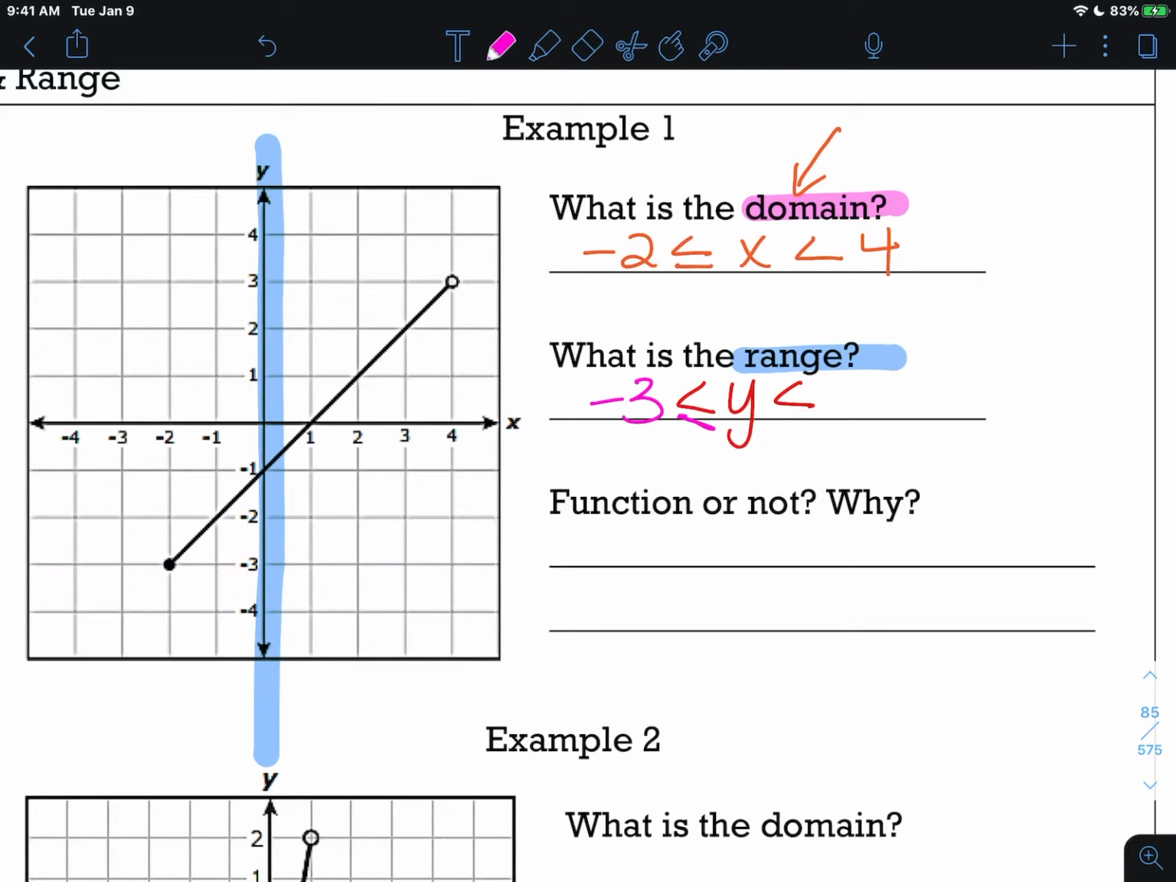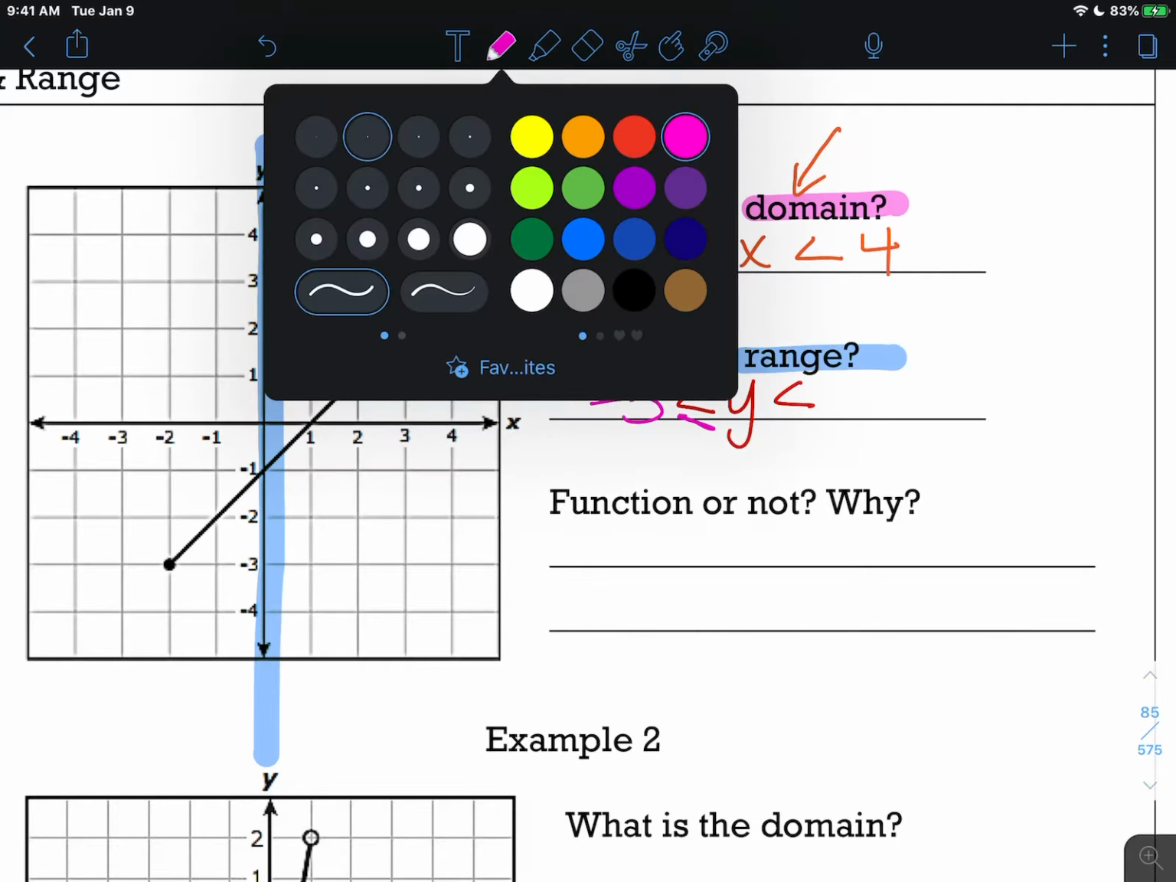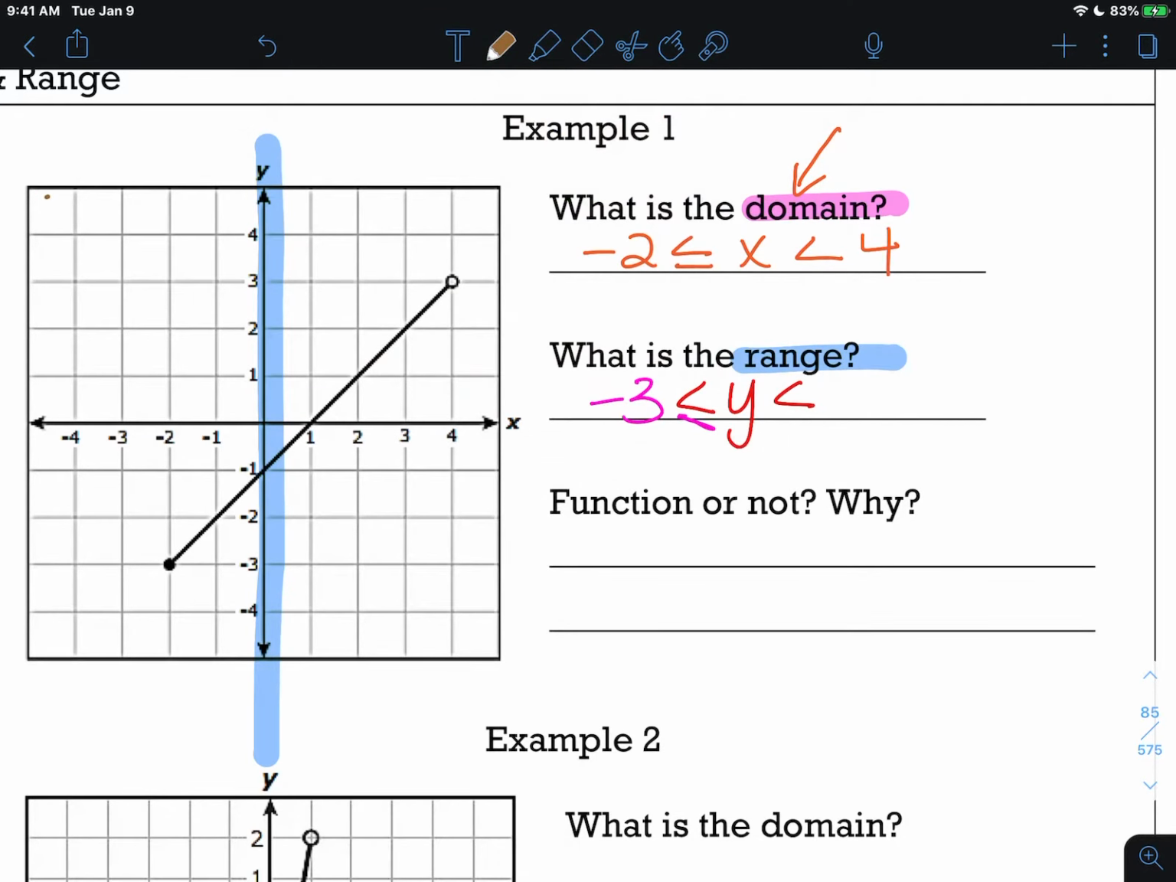Okay, so now that I have that, I'm going to do the same exact thing at the top. I'm going to draw this brown line here. That's going to be my pencil. I'm going to run it down. Boop, and it hit. So it looks like it's y equals 3. But I look at my dot. Is it filled in? No. So that means that I'm going to leave it just like that. All right. So now I have a domain and range.